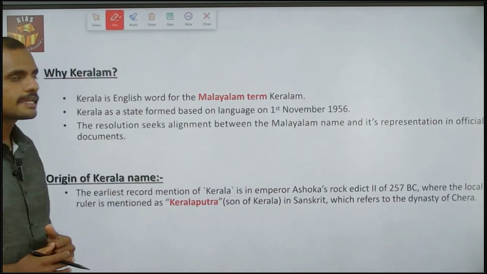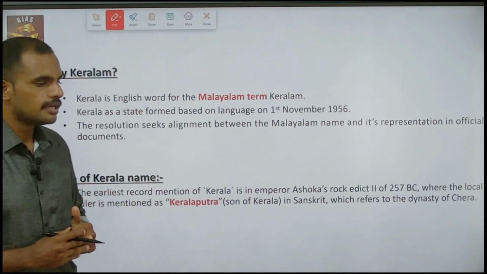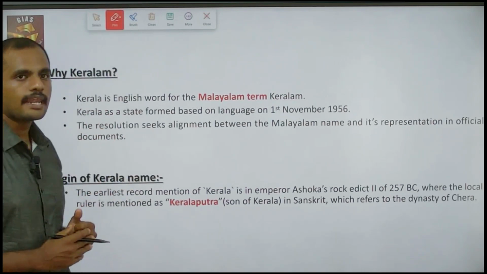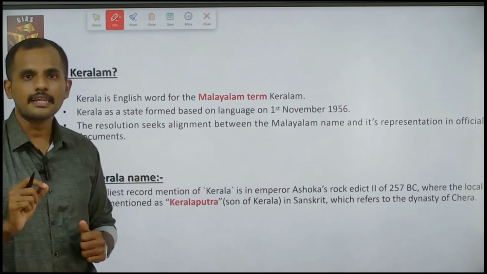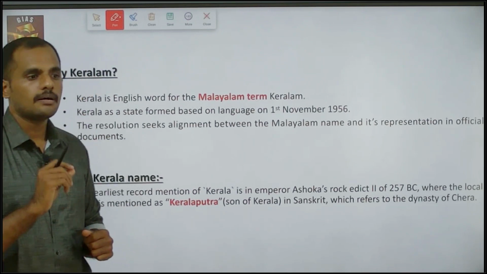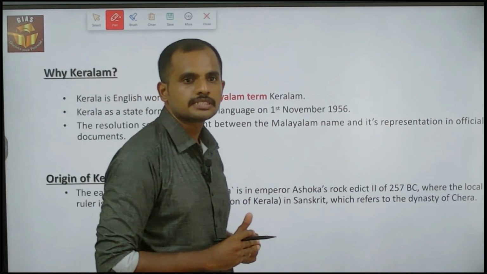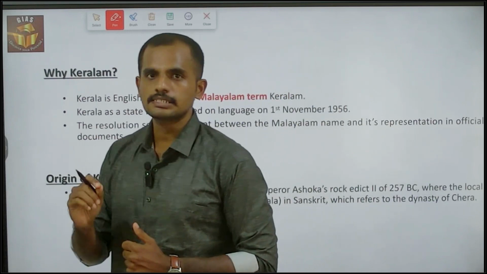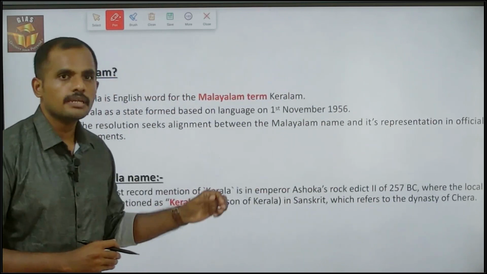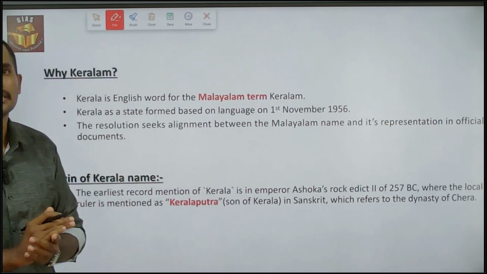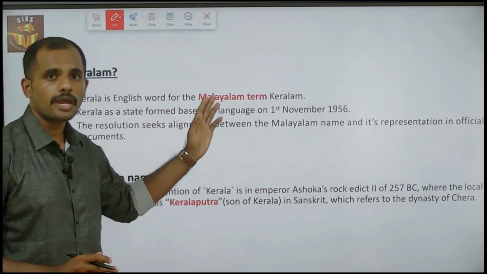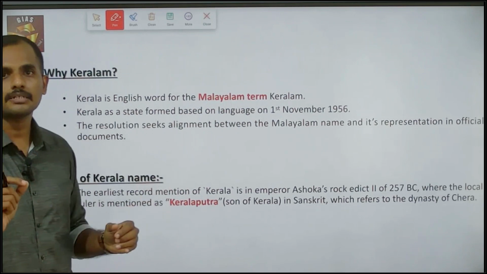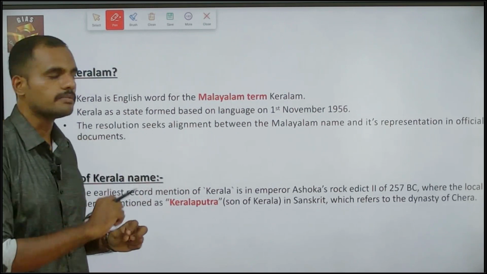So why has the term Keralam been chosen? Basically, the term Kerala is an English word. Keralam is the Malayalam word. In 1956, based on the recommendation of the State Reorganisation Commission, Kerala as a state came into being based on linguistic identity. So this is the major reason why Keralam, the Malayalam term, has been chosen for the state's name.